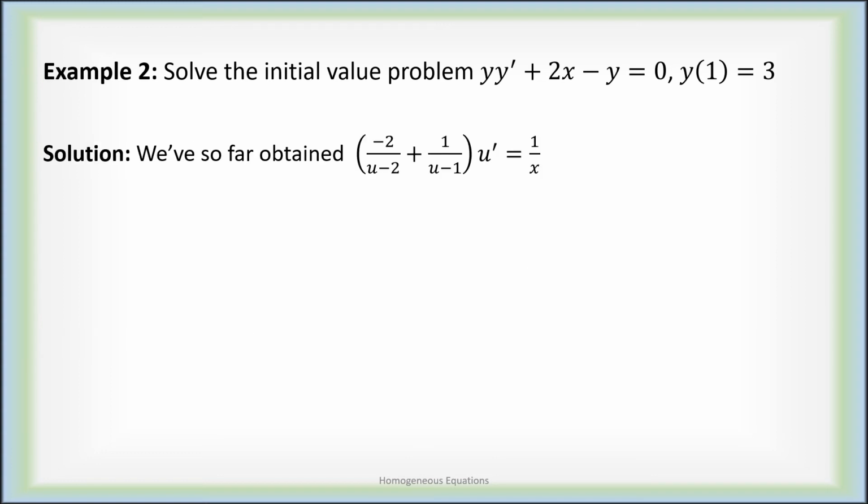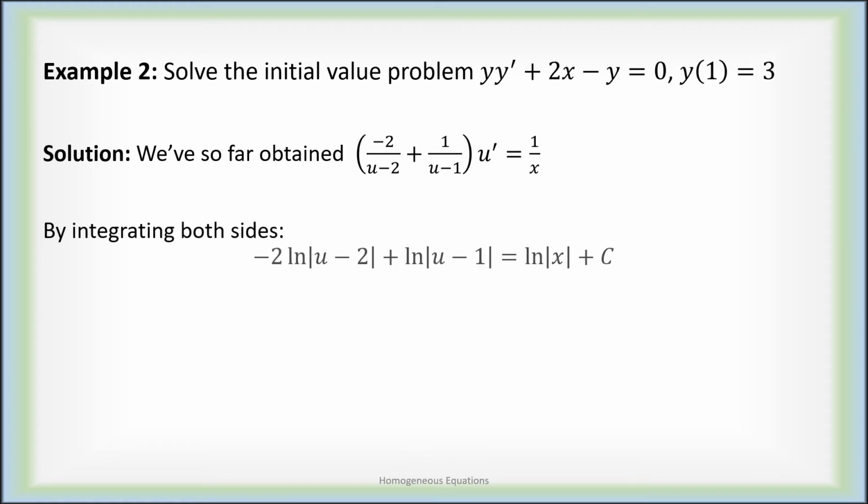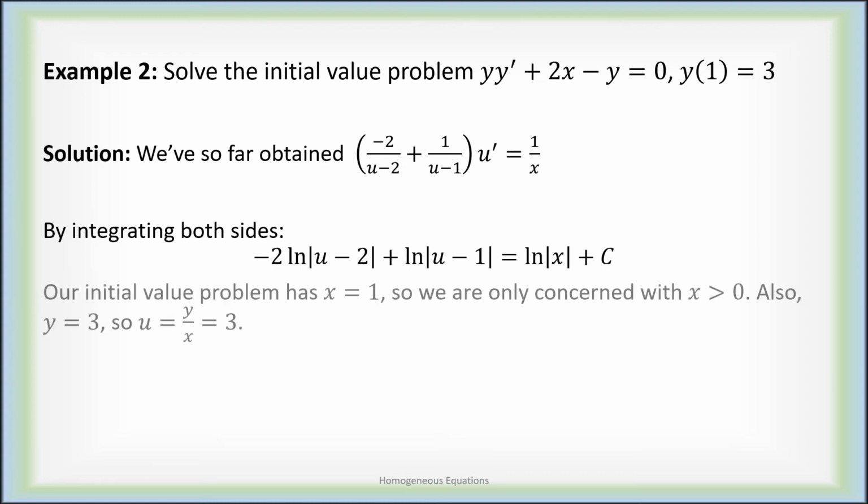So we did our partial fraction decomposition and we've made it look like this. We integrate both sides to get negative 2 times the log of (u minus 2) plus the log of (u minus 1) equals the log of x plus some constant.